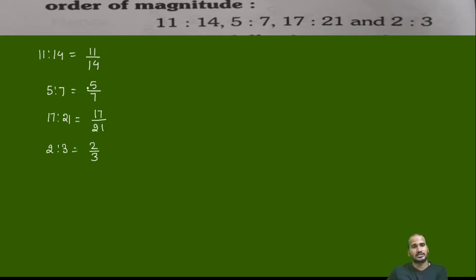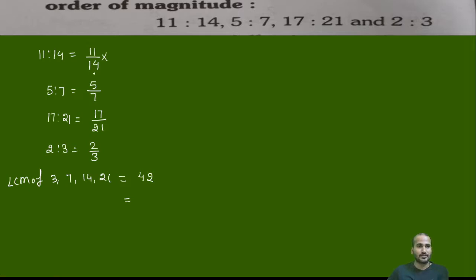So what, just take the LCM of 3, 7, 14 and 21. When you take the LCM of 3, 7, 14 and 21, you will get 42. So this is your LCM. Students, just focus on that. If this LCM is 42, what you have to do is make the denominators of these fractions also 42.